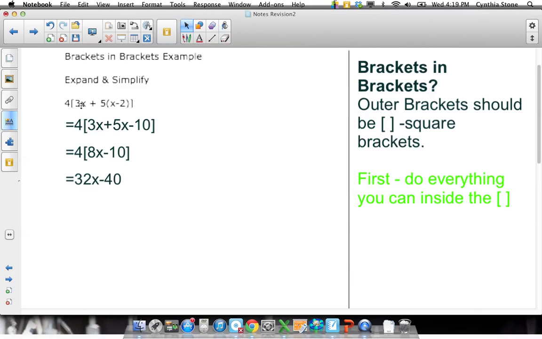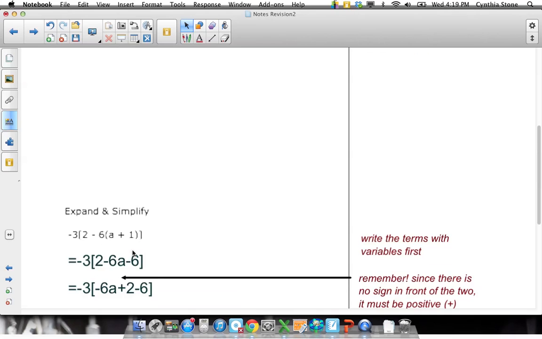Okay? So you pretend almost like this problem was just this part here, 3x plus the 5 bracket x minus 2. And how would you simplify that? Okay, and you would do that by 3x stays, and then you do distributive property, so that's 5x minus 10. 3x plus 5x is 8x minus 10, and then at the very end you deal with the square brackets, right? 4 times 8x is 32x, 4 times minus 10 is minus 40. Okay, so when you have brackets and brackets, you sort of leave the outside brackets and do everything on the inside that you can, and then at the very end you deal with the outside brackets. Okay, so let's look at the next example.